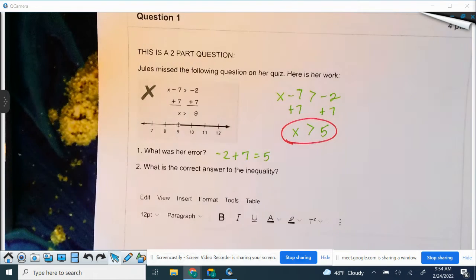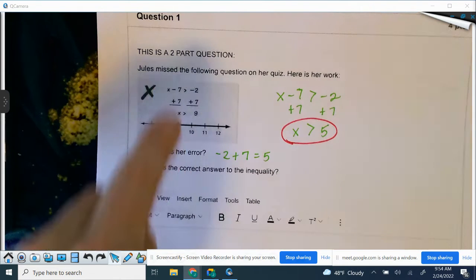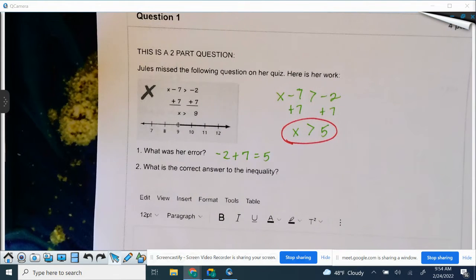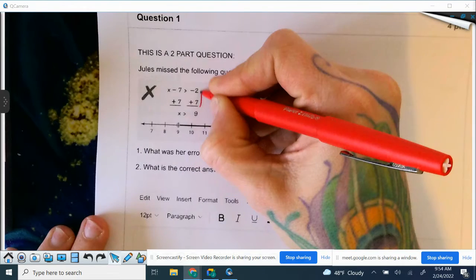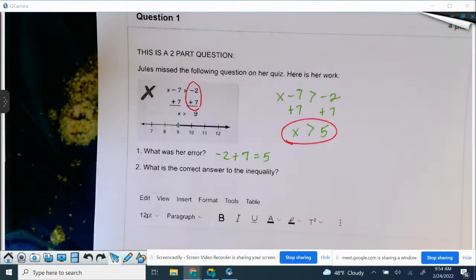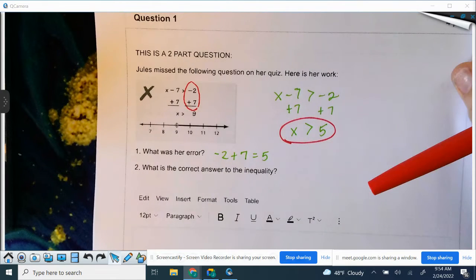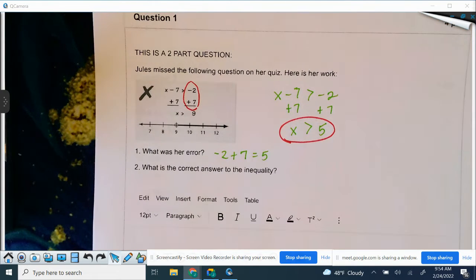So they did graph their answer correctly. They did graph x is greater than 9. But the mistake was right here. Hopefully that wasn't too bad when you saw it.